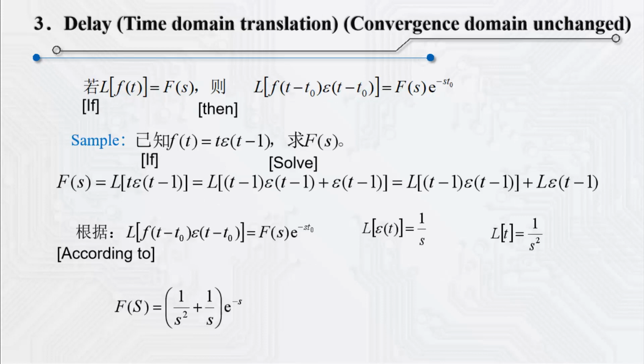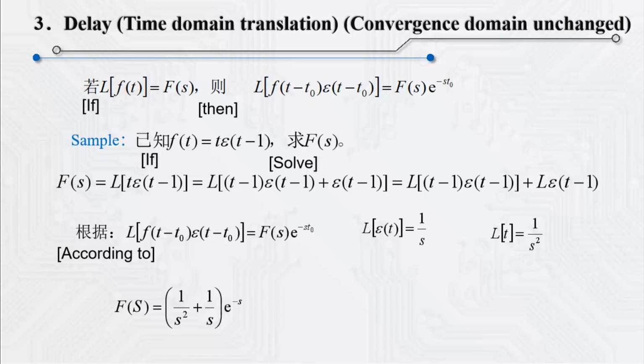Let's look at the delay property. If f(t) Laplace transforms to F(s), then the Laplace transformation of f(t minus t0) epsilon(t minus t0) is e to the negative s t0 times F(s). This property can also be referred to as the time domain shift property.